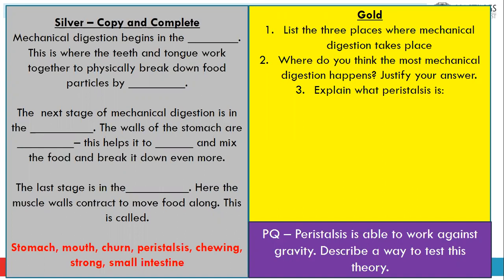Mechanical digestion begins in the mouth. This is where the teeth and tongue work together to physically break down food particles by chewing. The next stage of mechanical digestion is in the stomach. The walls of the stomach are strong. This helps to churn and mix the food and break it down even more. The last stage is the peristalsis. Here the muscle walls contract to move food along, and this is what it's called.